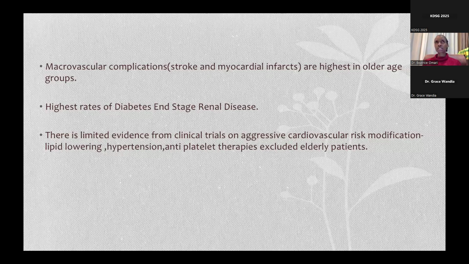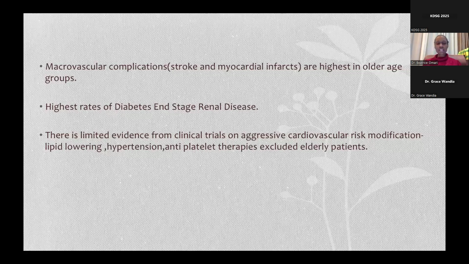So you realize that what is considered standard of care, and the evidence, for example, from some of these cardiovascular outcome trials, most of the time tend to exclude these particular patients or patients with multiple comorbidities, because they generally tend to have a high risk of drug interactions or adverse events with medication. You find that evidence from the clinical trials cannot be just blanketly applied to this particular age group.